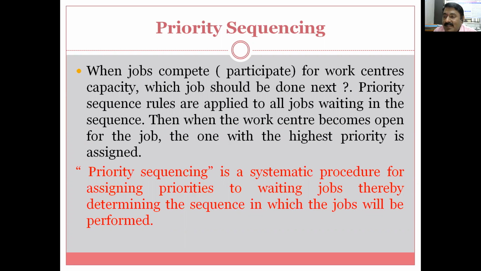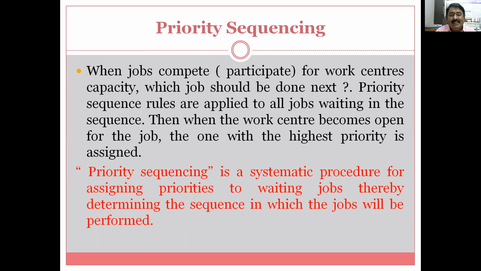So assume that 10 jobs are waiting. Then when the work center becomes open for a job, the one with the highest priority is assigned. So 10 jobs are there on one machine, one work center. The priority will be decided, which is the highest priority job, and that job will be loaded next, and the remaining 9 will be waiting. Up to the finishing of that job, one more will join the queue, and again 10 will be balanced. So this is priority sequencing.